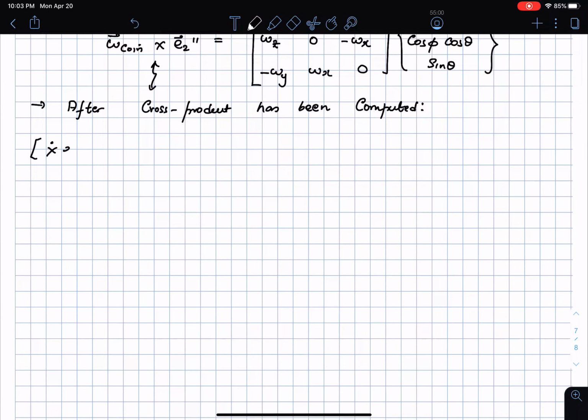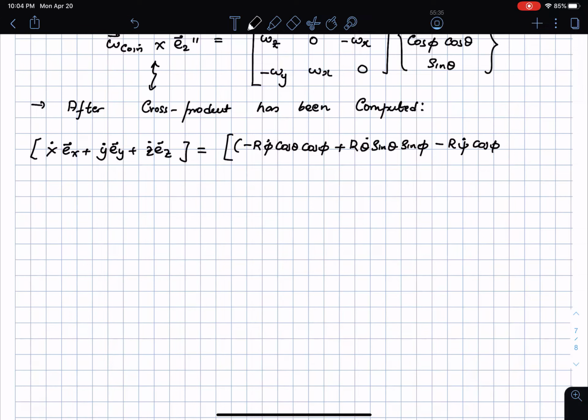So I'm going to have X dot EX, Y dot EY, Z dot EZ. This is going to be a big nice mess. So this is going to be minus R cos theta cos phi, minus R phi dot cos theta cos phi, plus R theta dot sin theta sin phi, minus R cos phi phi dot, minus R psi dot cos phi. This is in the EX direction, plus a similar set of terms in the other two unit vectors as well.